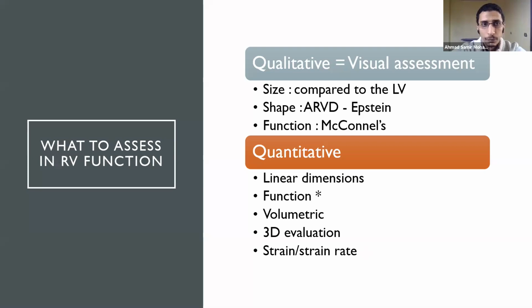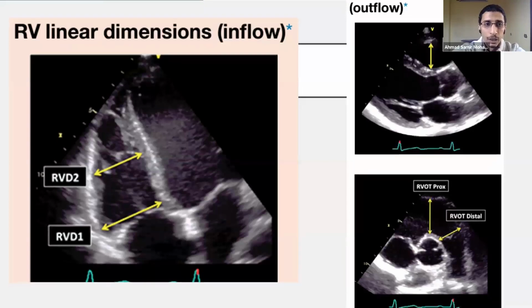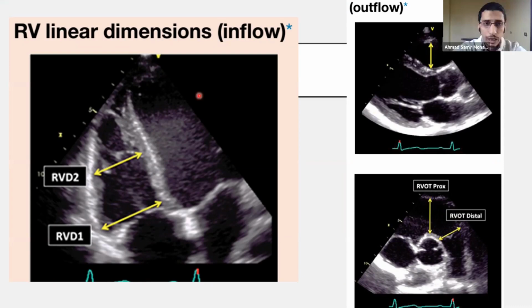For the linear dimensions, again, we need to remind each other to have standardized dimensions that can be compared in future studies. You need to get the RV-focused apical four chamber view, having the apex at the LV apex, not the RV apex, rotating slightly towards the right and the left until you have the widest cavity of the right ventricle. Here you have the appropriate and standardized view.